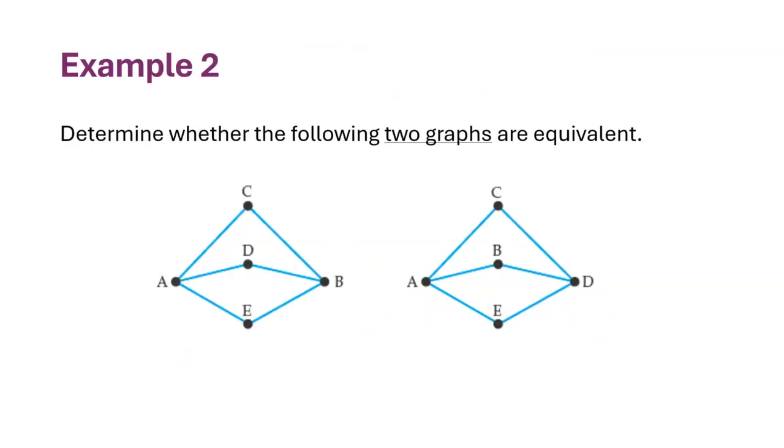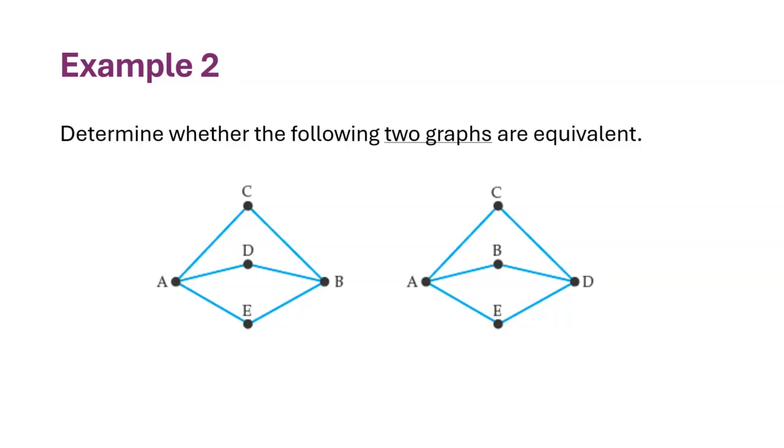In example 2, this is an exercise. It says determine whether the following two graphs are equivalent. And now I was trying to trick you. The first answer would be yes, because you look, they seem to be exactly the same shape. But when you analyze a little bit better, you'll notice that the vertices are labeled differently. And so the vertices are actually the same.